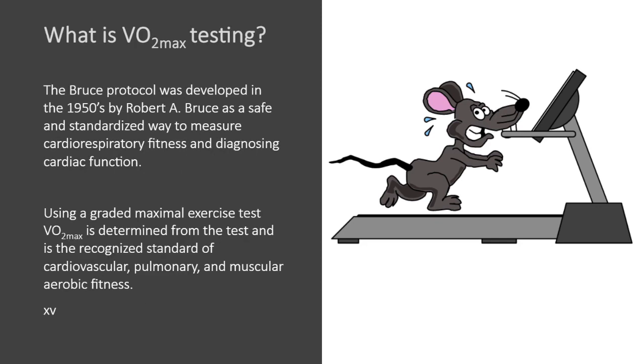And so what is VO2 max testing? VO2 max testing, especially what we look at in the clinic with the gold standard, is normally we break down to the Bruce protocol or a modified version of it. And the Bruce protocol was developed in the 1950s by Robert A. Bruce. And this is really our gold standard. It's an 8 to 12 minute test where you have graded increases in inclination and speed. And so by using these graded maximal exercise tests and determining VO2 max, we can then make determinations about the cardiovascular, pulmonary, muscular, aerobic fitness of an individual.